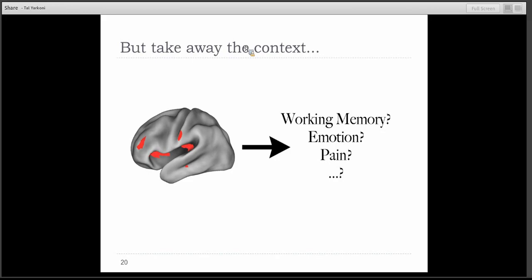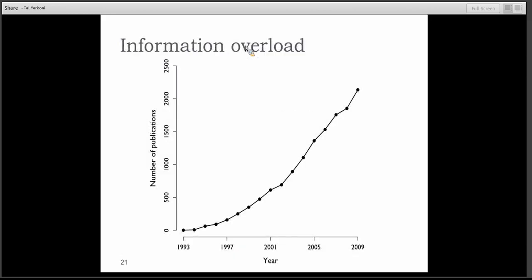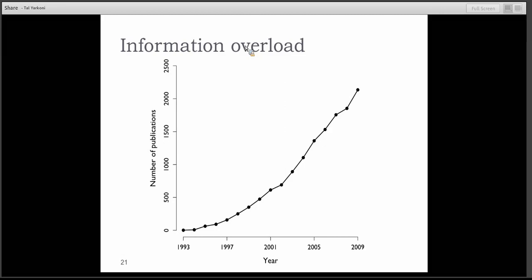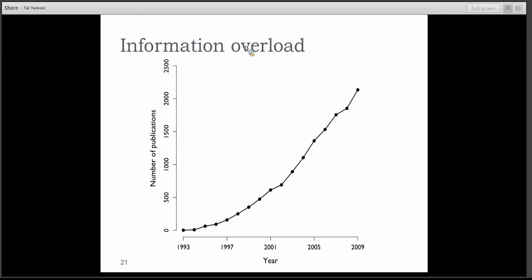And kind of the last point I'll make, just in terms of limitations, is information overload. If you look at the number of studies that have been produced, and this is not cumulative, this is the number of studies produced every year, it's increasing, right, over time. In 1993, there were very few fMRI studies, not surprisingly. But by 2009, there's 2,000 or more a year coming out.